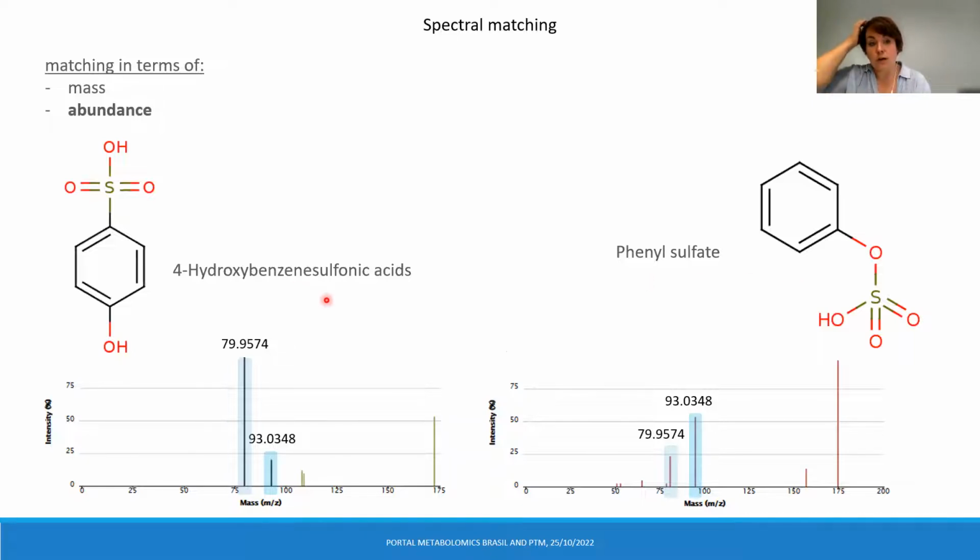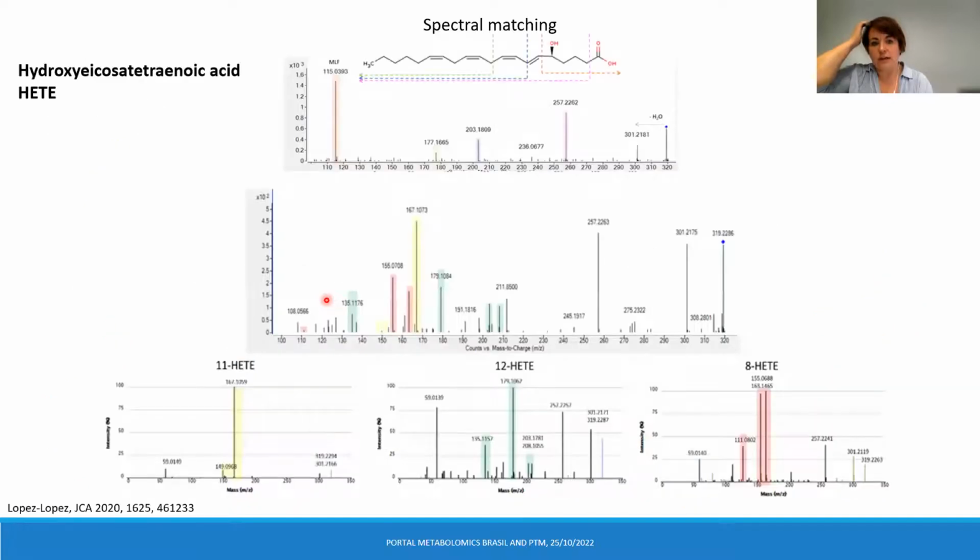So this is also extremely important. To give you some lipid context, in terms of spectral matching, here's an example of HETE, hydroxyeicosatetraenoic acid. We can find them very commonly in our samples. We are lucky and we can separate different isoforms of this molecule.